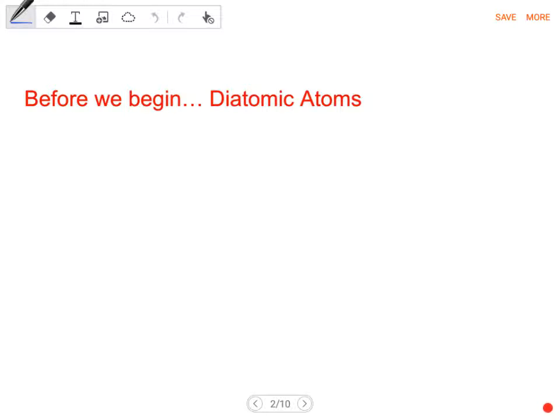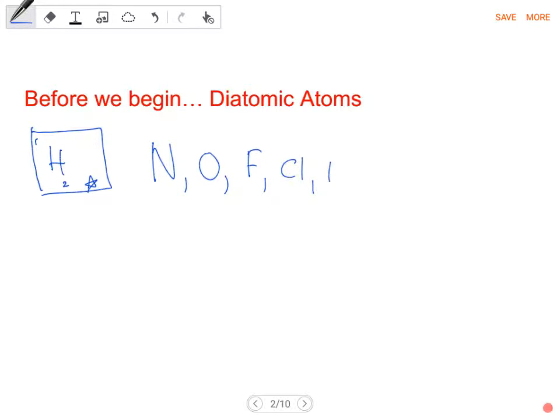Certain atoms exist in nature in pairs. So for example, hydrogen. Hydrogen is up there, number 1. So here's H, and you could put a little 2 there. Or if you want, you could put a star somewhere. The other ones that are diatomic are nitrogen, oxygen, fluorine, chlorine, bromine, and iodine. Somehow make a mark for yourself that they are diatomic. Now, what does diatomic mean? Diatomic means they are found in twos.